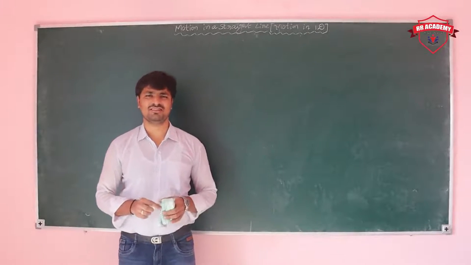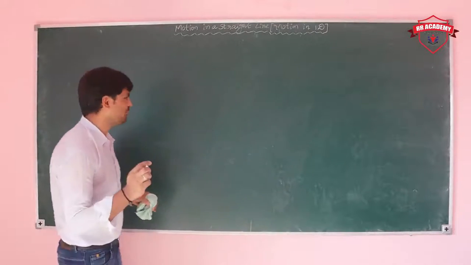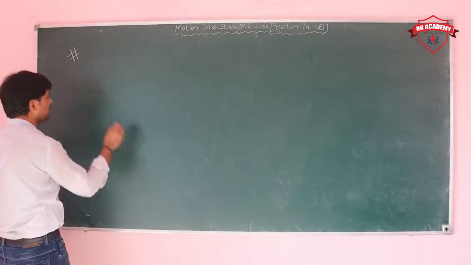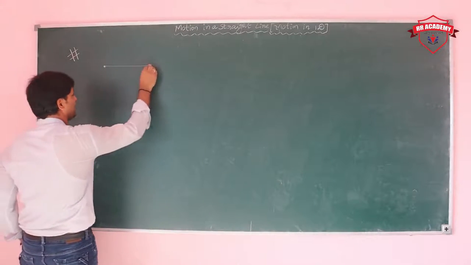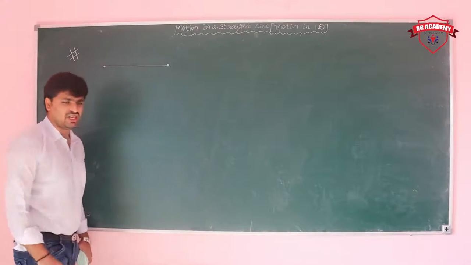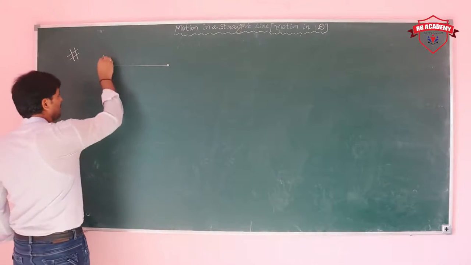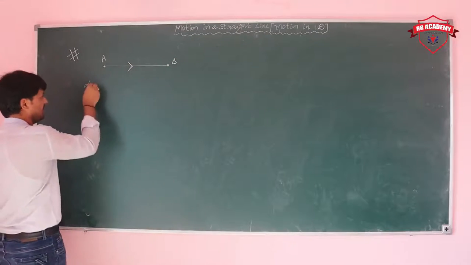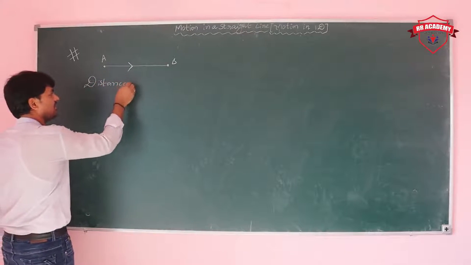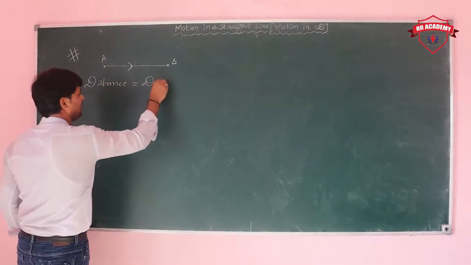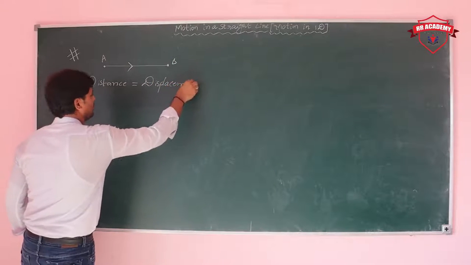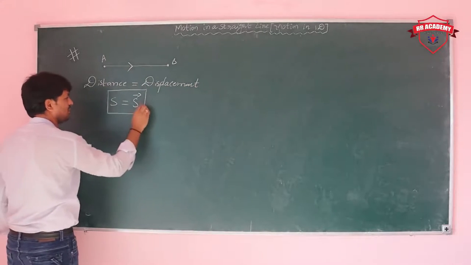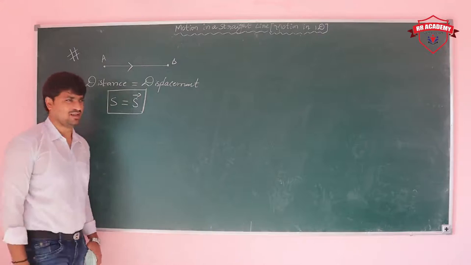So, just now we discussed the problems, and one more very important point related to distance and displacement. See here, if the particle is moving in a straight line, then what about the distance and displacement? Distance traveled by the body is equal to displacement. Distance and displacement both are the same. If the particle is moving in a straight line, distance is equal to displacement.